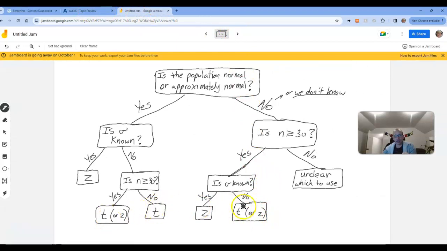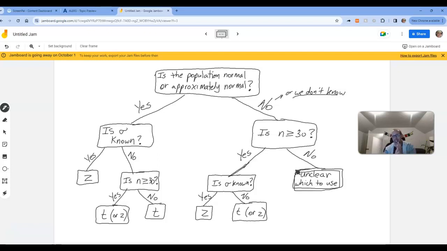Notice, by the way, when it says T or Z, that's different than unclear. So if you say it's not normal and it's a small sample, it's unclear without more information about the distribution. This is different than T or Z. T or Z means you can use both. It's your choice. You can use whichever one you want. This over here is the least desirable situation. We probably shouldn't move forward because we don't really know what to do in this situation.